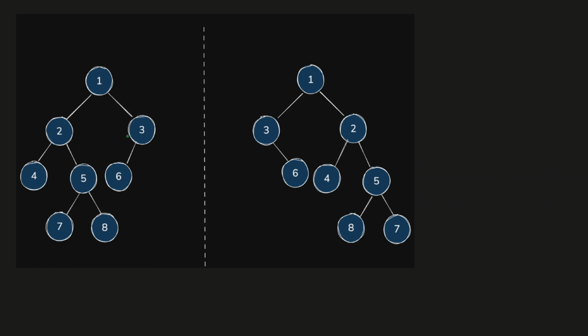So now to summarize, we start by comparing the root nodes of both the trees. If they don't match, that is, if one of them is null and another one is not, or if both of them are non-null but their values don't match, then they are not flip equivalent. But if the root node values match, then we can check if the left subtree and the right subtree are flip equivalent or not.